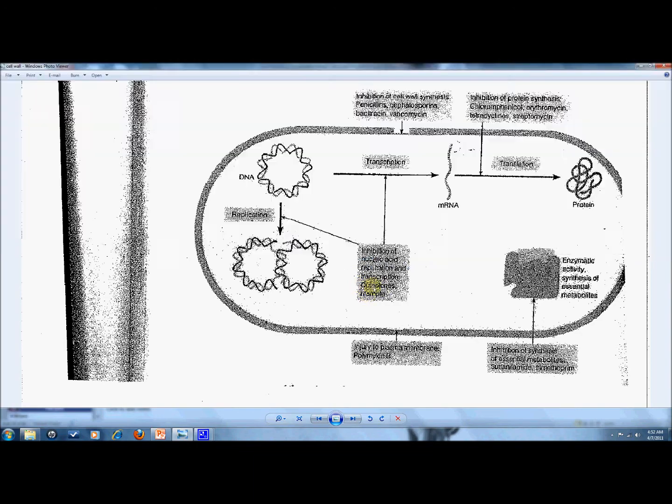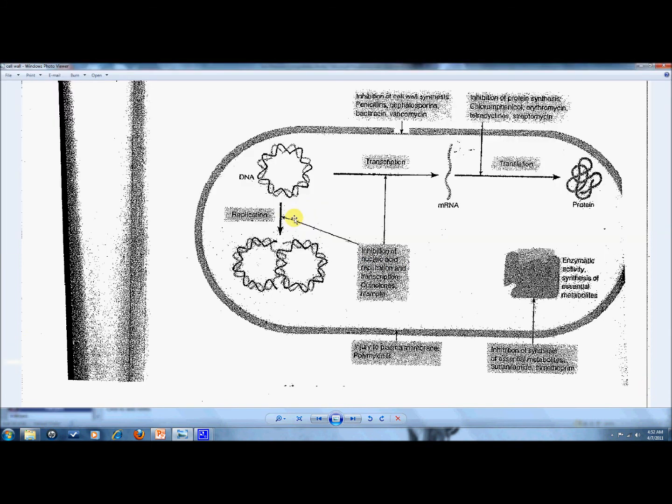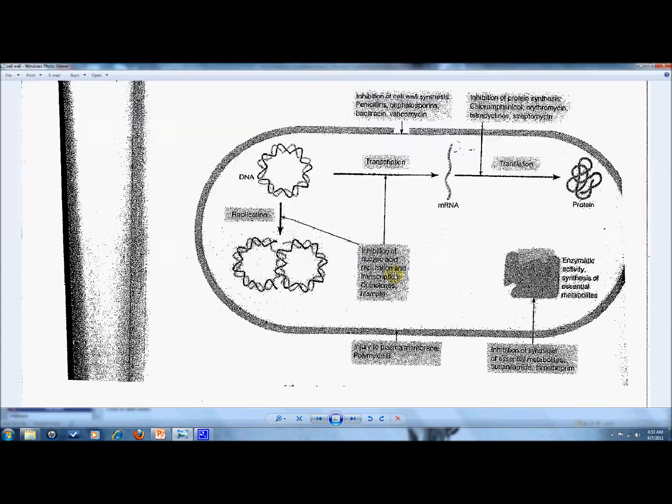But fluoroquinolones, now quinolones and fluoroquinolones are the same thing, but they affect the DNA gyrase. However, it also inhibits transcription and replication. So it works a couple of different ways to kill the bacteria. So those are three very important ways that antibiotics actually kill the bacteria.